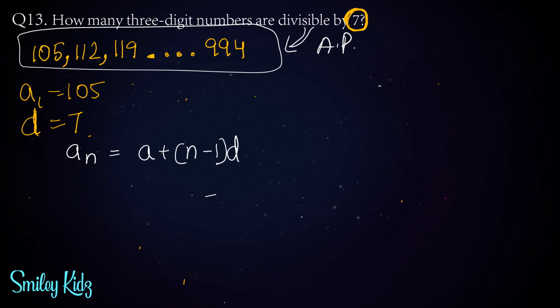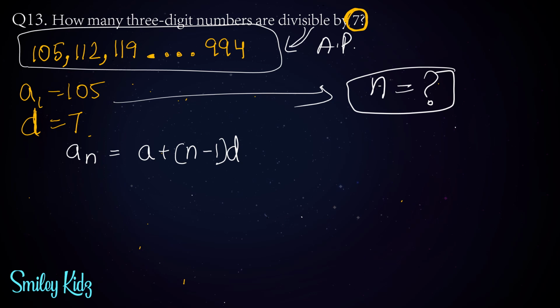Now, if we find any question which asks the number of terms divisible by 7, that means you're going to find out the value of n. Alright, that means you're going to find out the value of n. And what is An over here, everyone?